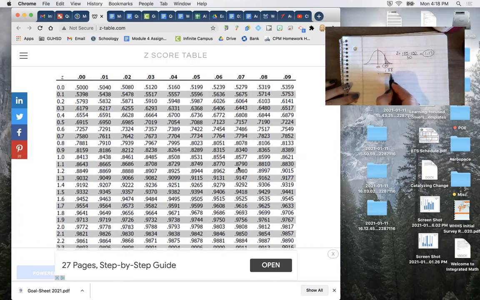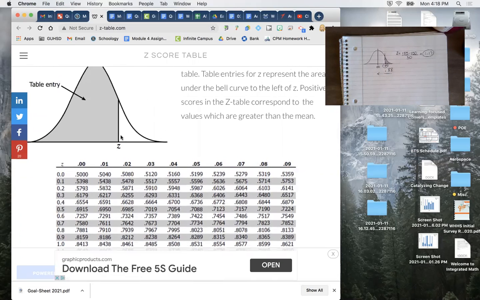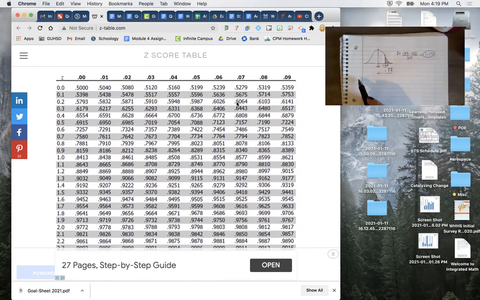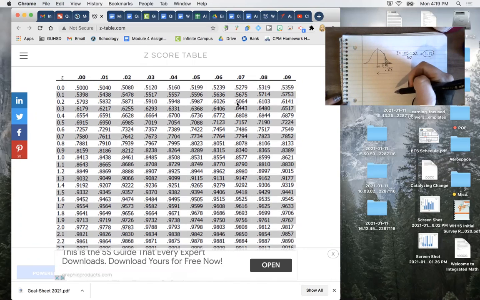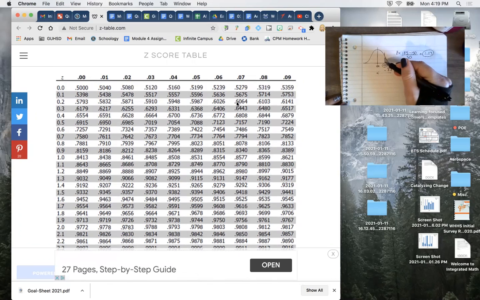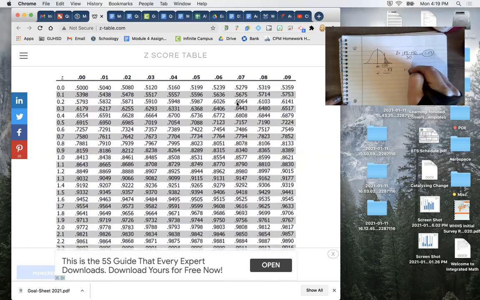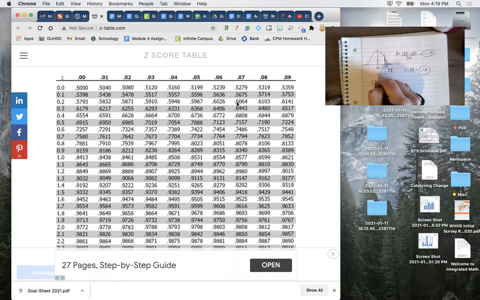Well, that's always the area to the left, always. If you look at the picture, it makes sure to show you that. The areas that they're giving you here are always the area to the left. The problem is, I obviously don't want the area to the left. I want the area to the right. Well, this entire area right here is 1. So if I take 1 and subtract out that 88%, I'll be left with that piece right there that we want. So whenever you're finding the area to the right, you do 1 minus the area to the left. And that's going to give us our 0.12, or 12%.